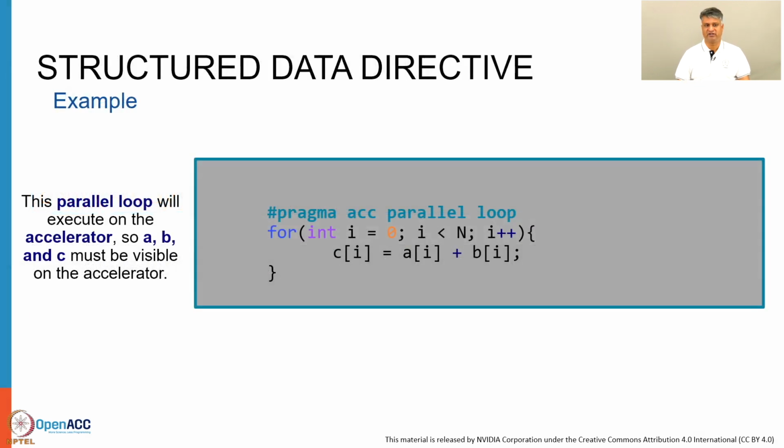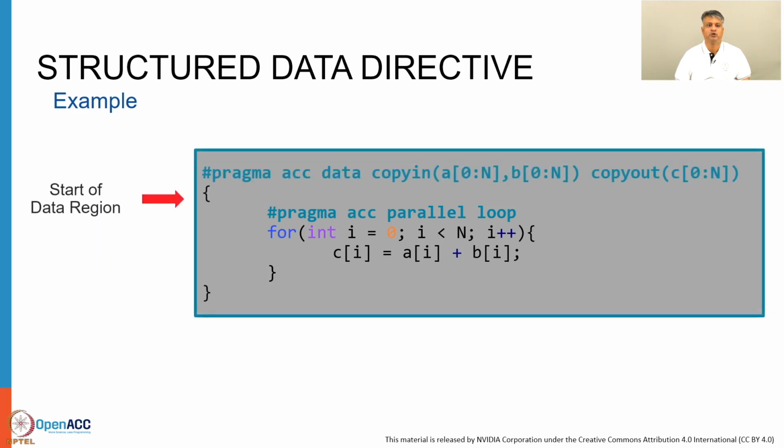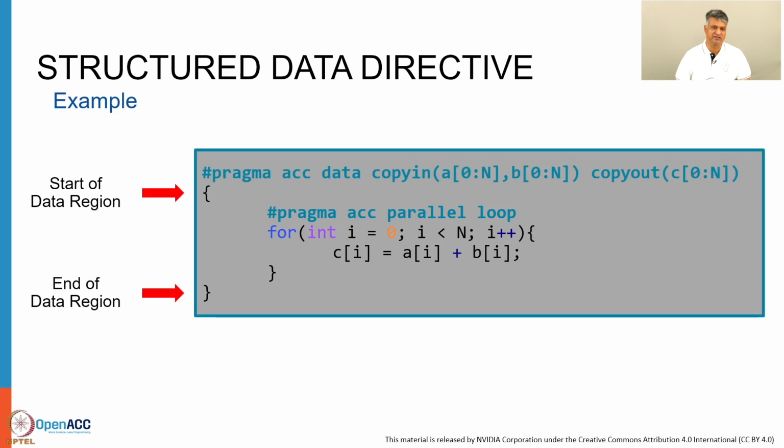So when I look at the structured data directive, the parallel loop first will execute on the accelerator. So A, B, and C must all be visible on the accelerator. That means I should have device copies of A, B, and C. The start of the data region and the end of the region are marked by the curly braces in C++. If you're doing it in Fortran, it will be the start and end regions. So this is the region where the data clauses are applicable.